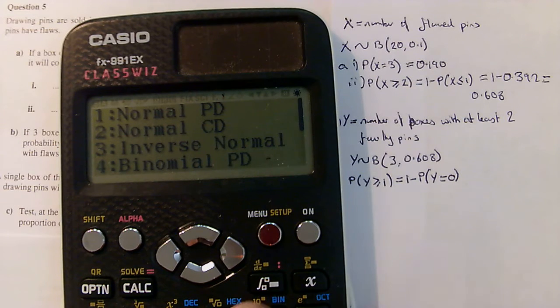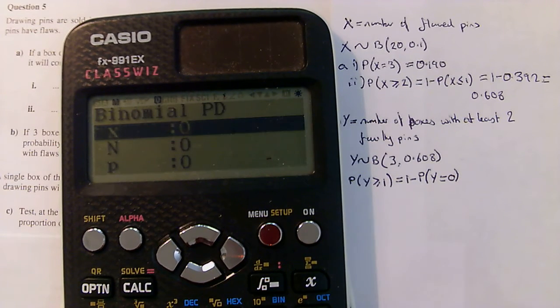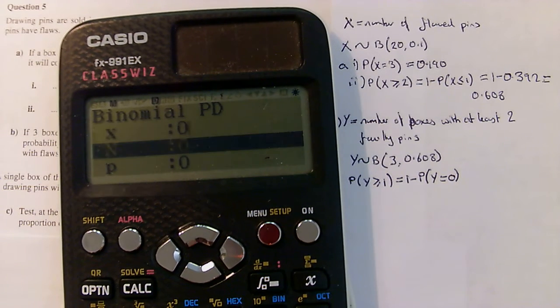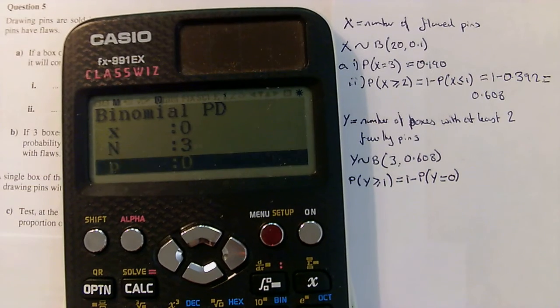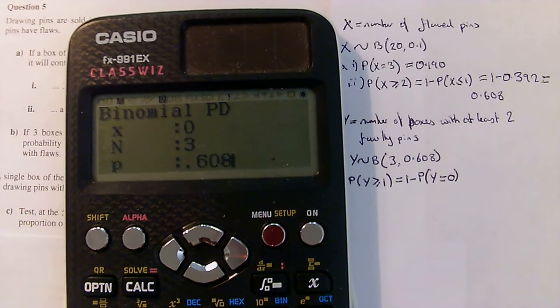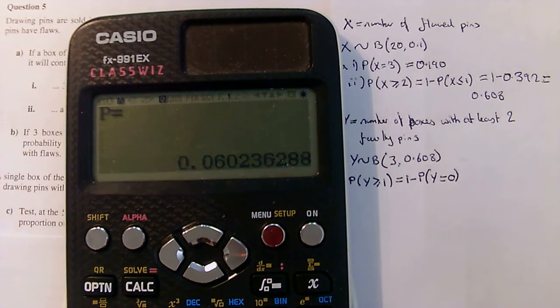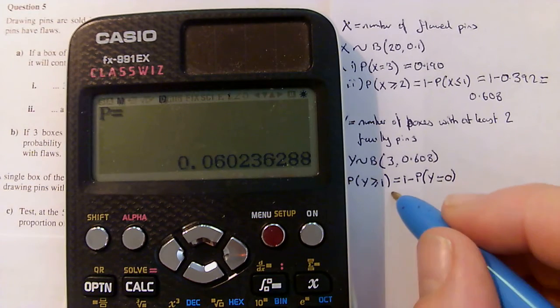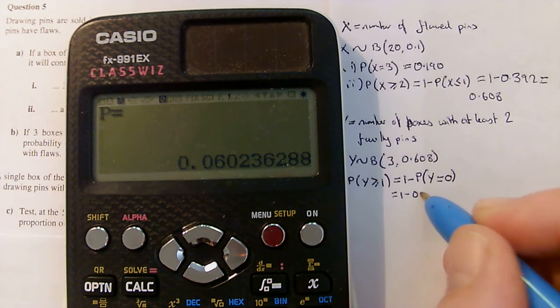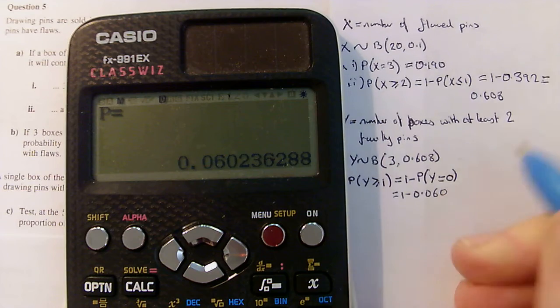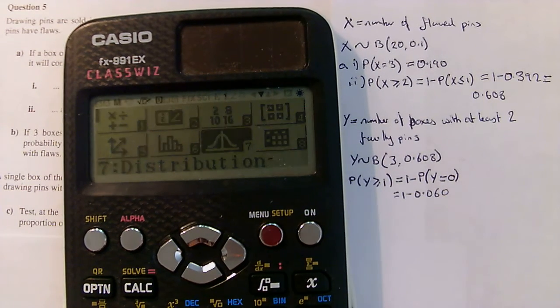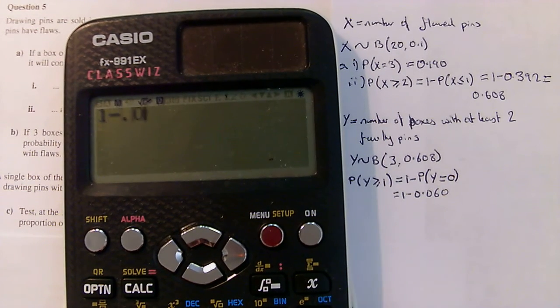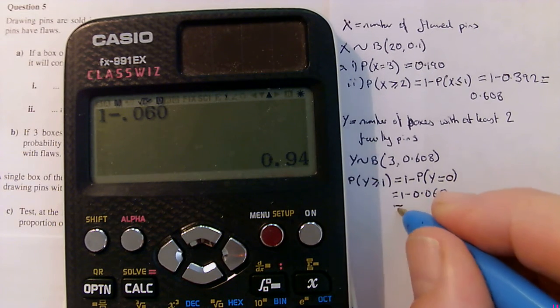Please bear with me. There we go, I'm going to use my variable. So here I know that x equals 0, n equals 3, probability is 0.608. And the answer is 1 minus 0.060. Which gives me 0.94.